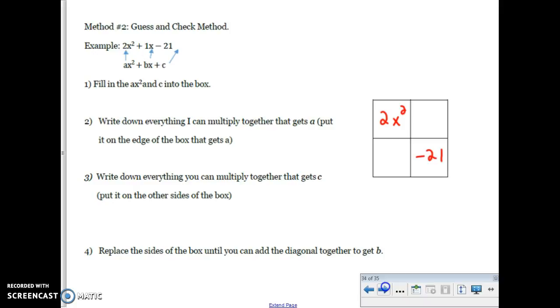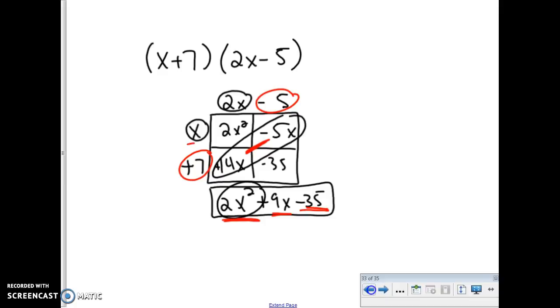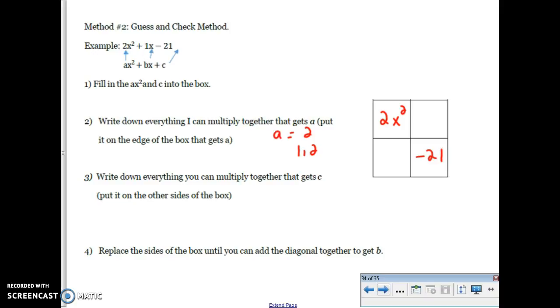Now, I want to write down everything I can multiply together that gets me a. A in this case is 2. What gets me 2? 1 and 2. So put it on the edge of the box that gets me a. Remember we talked about how when I multiplied x and 2x, that's what got me the 2x squared. Well, the same thing happens here. 1x and 2x gets me 2x squared.